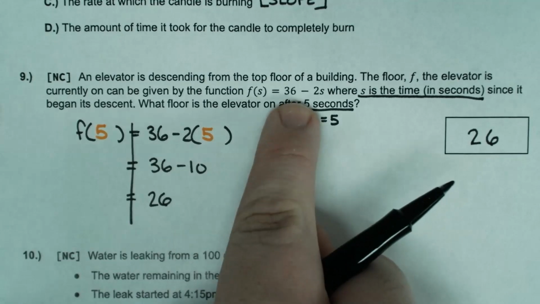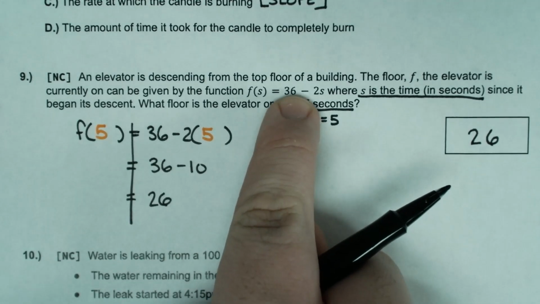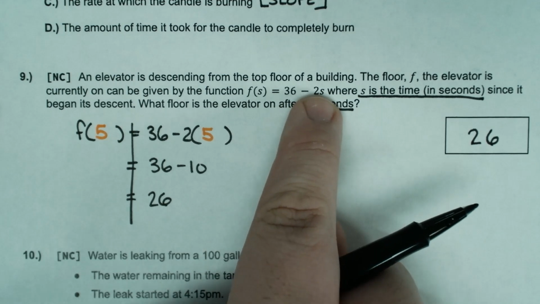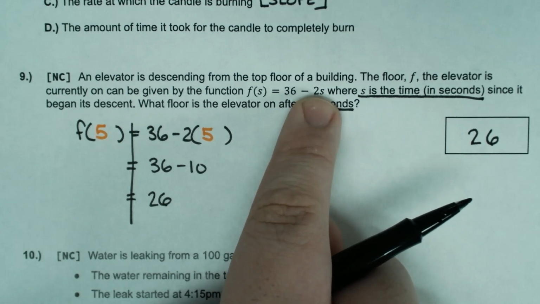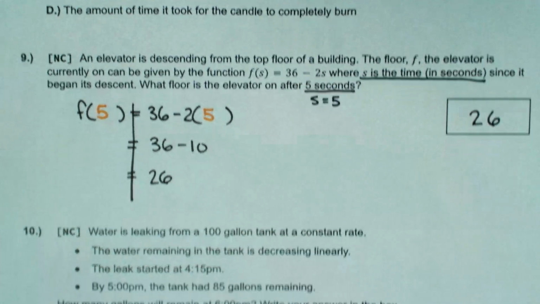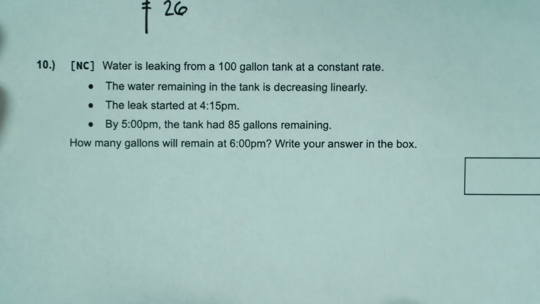So what this does mean is that the elevator started on the 36th floor and goes down 2 floors every second, which also sounds kind of fast. We're dropping 2 whole floors in 1 second. Kind of scary.